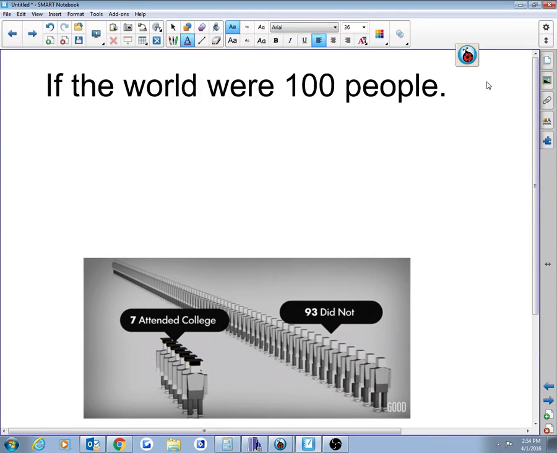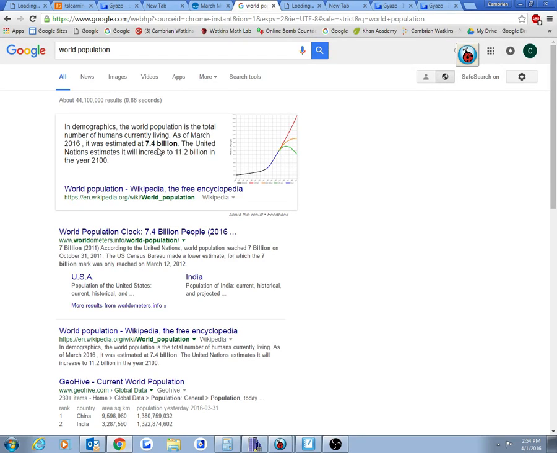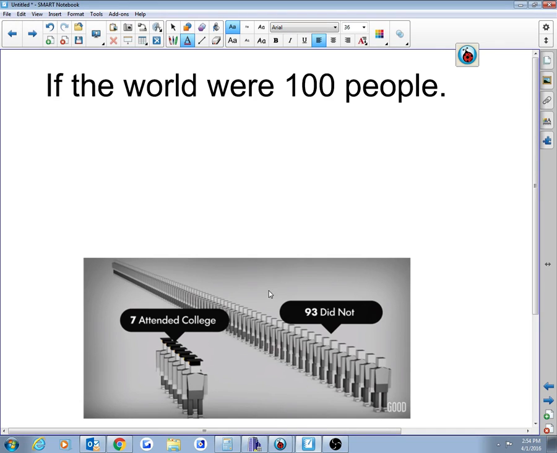People? Well, according to Google, there are roughly 7.4 billion people as of March 2016. So if the world were 100 people, 7 would attend college, 93 would not attend college. That means 93% of 7.4 billion would not attend college. So let's look at that number.